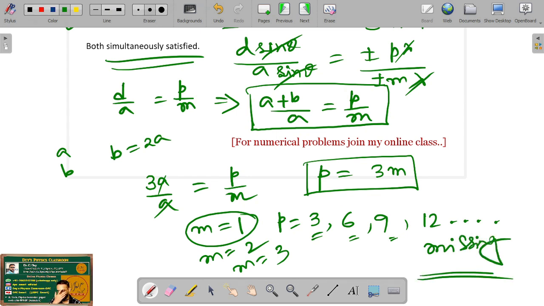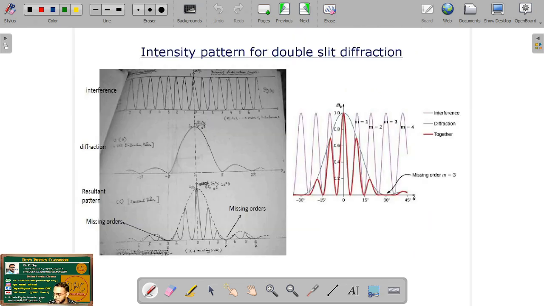So in the resultant intensity pattern on the screen, the third order, 6th order, 9th order, 12th order of the interference maxima would be missing when the opaque width is twice the slit width. So these orders would be missing, and these are called missing orders. In the figure, if b equals 2a, then the third, 6th, 9th, 12th orders would be missing.